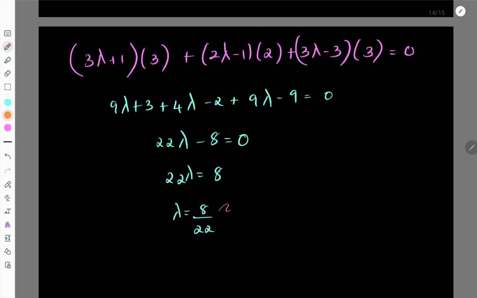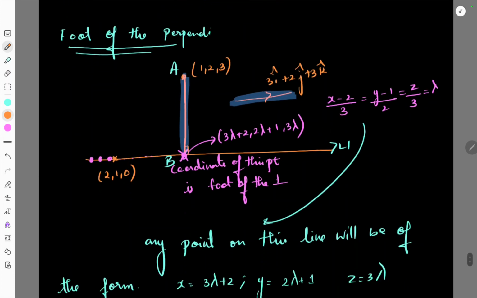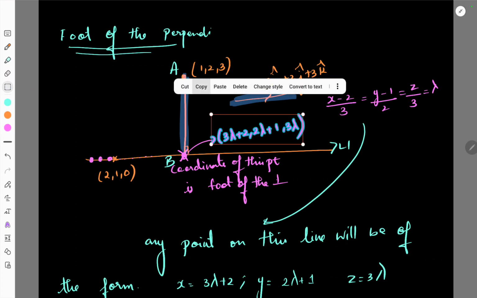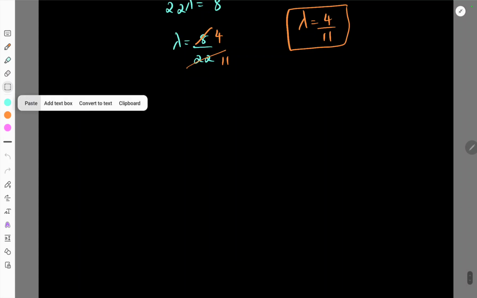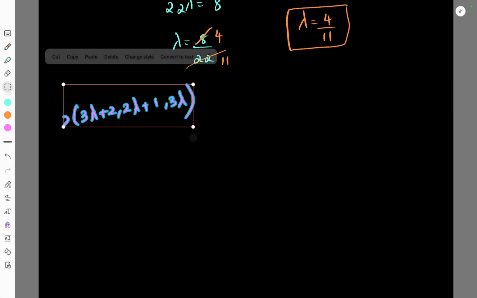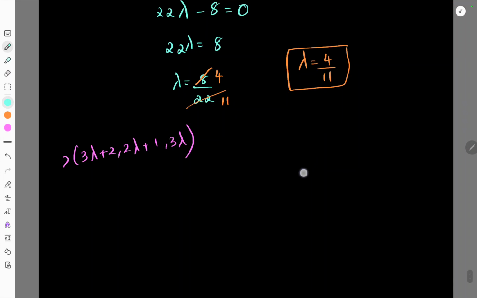After this we have to simplify. I can cancel with 2: 2 fours are 8, 2 elevens are 22, so lambda will be equal to 4 by 11. After finding the value of lambda, I have to substitute it here. So this is the foot of the perpendicular, for which the value of lambda is 4 by 11.